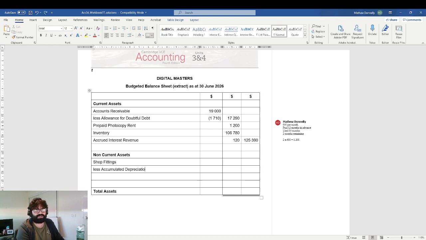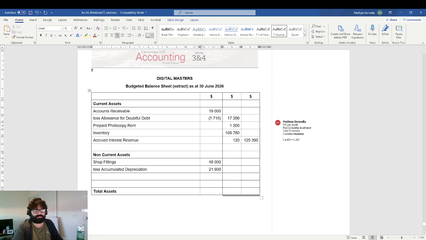Shop fittings less accumulated depreciation. And the number is already given there for shop fittings because they didn't buy anymore, so that asset amount stays the same. Now you've got the less accumulated depreciation. Thing is with that though, it's easy to just go 21600. Really easy to do that, but you've got to add in the year that just happened. So it becomes 21600 plus 5300. So that's where that needs to come in.